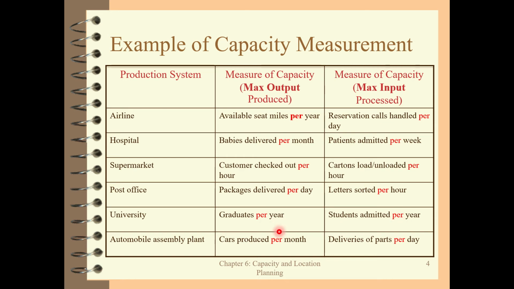Okay. So here, another example that we can use is a hospital. For the output, we may use the maximum number of babies delivered per month. Don't forget maximum. In terms of input, the maximum number of patients admitted per week. Okay, time and maximum. All right, this is the capacity measurement. Don't forget the word maximum and the specified period.